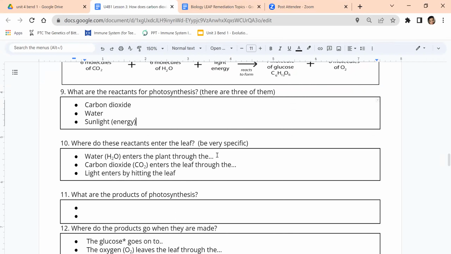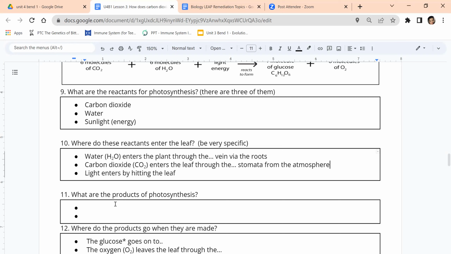So how does the leaf get these reactants? So the water enters the plant through the vein via the roots up from the soil. The carbon dioxide enters the leaf through the stomata from the atmosphere. And then the energy from the sunlight, it just hits the leaf. It doesn't have to actually enter the leaf. It just hits the leaf and it starts the reaction.